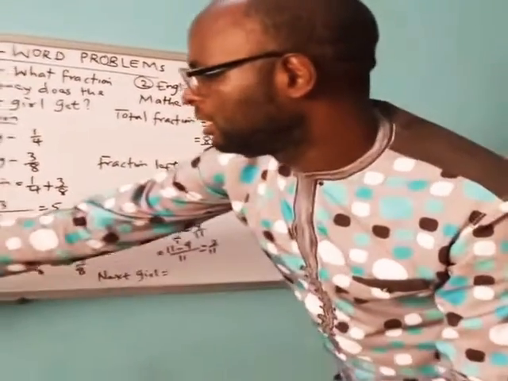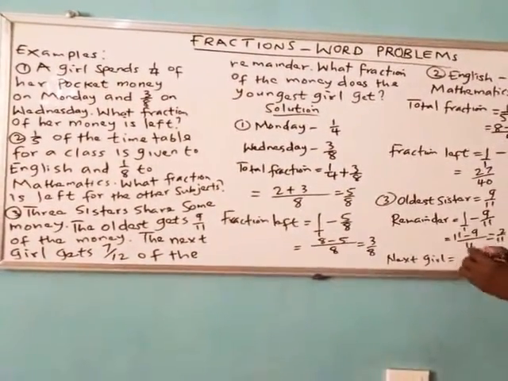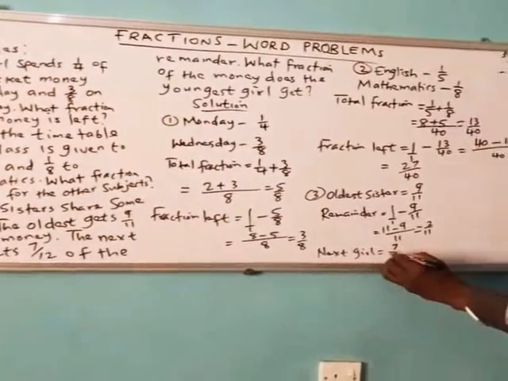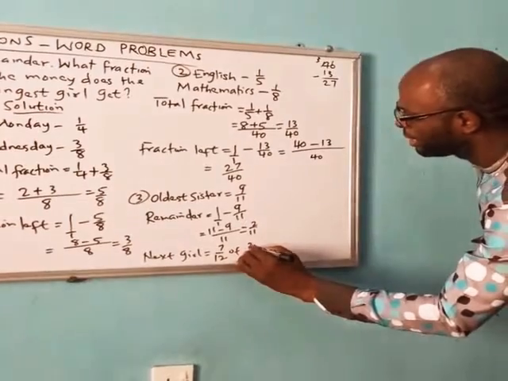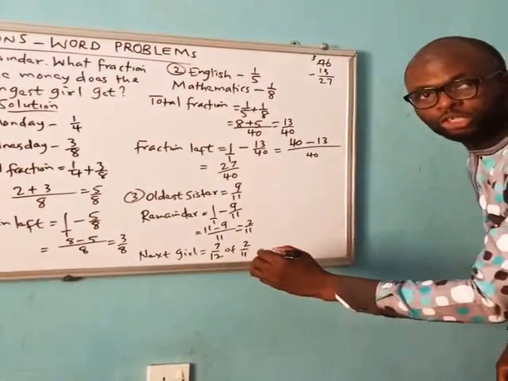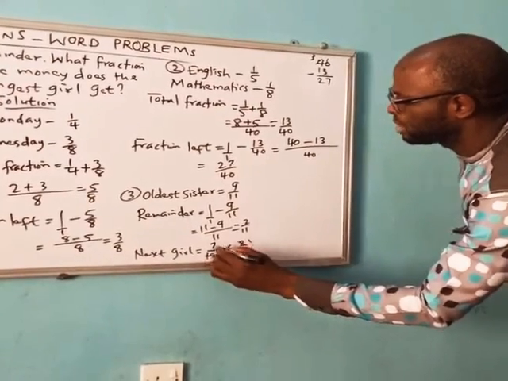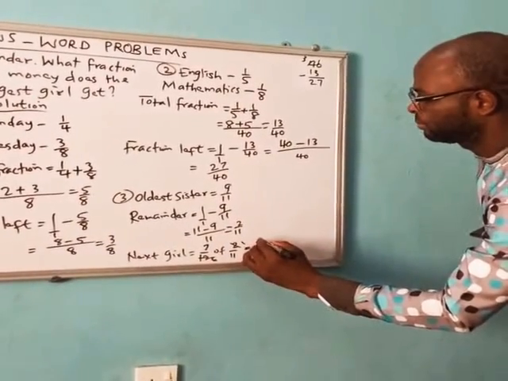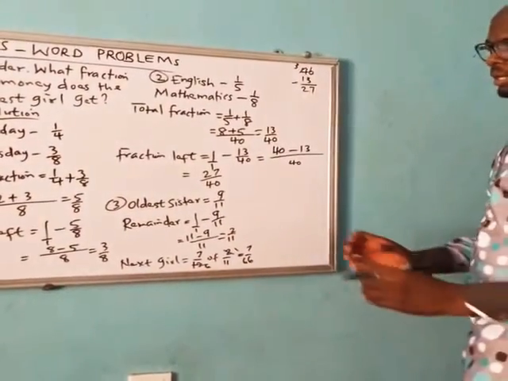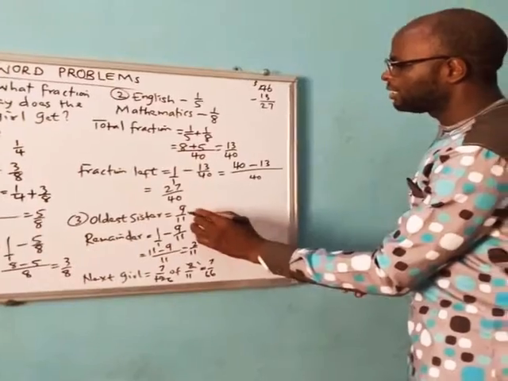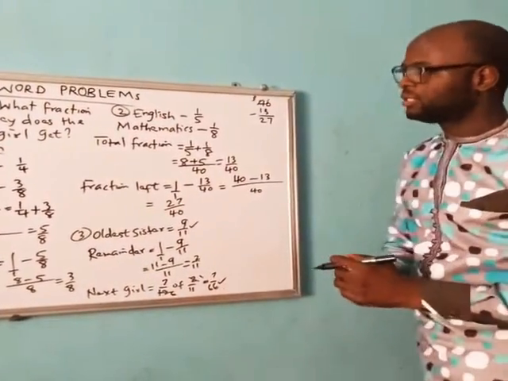So the next girl gets 7/12 of the remainder. The remainder is 2/11. So 'of' can be changed to multiplication. So 2 into 12, 6. So 7 times 1 will give you 7, and 6 times 11, that will be 66. So the fraction for the oldest sister is 9 over 11. The fraction for the next girl now is 7 over 66.